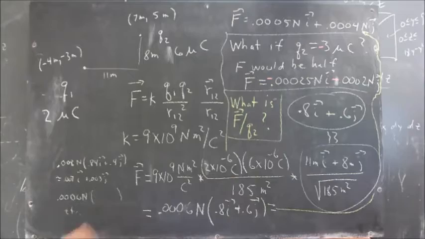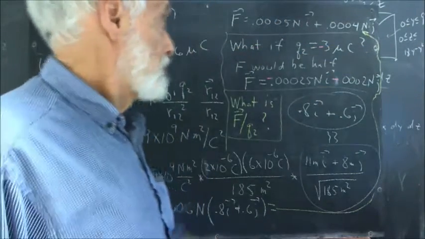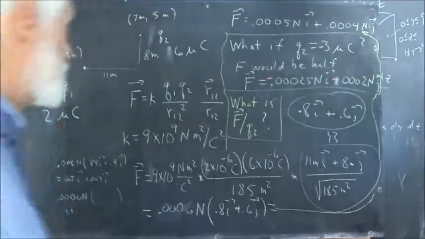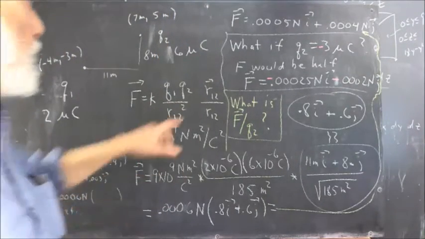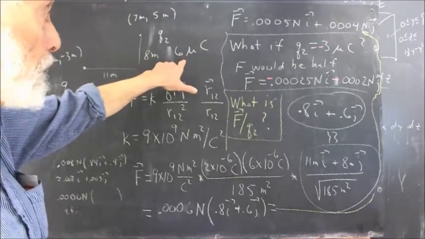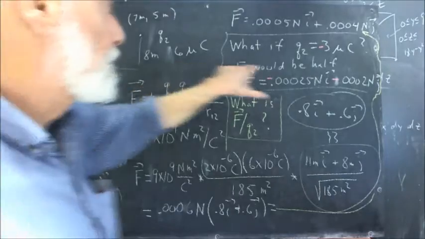Now, question. What if Q2 is 3 microcoulombs? Ignore the minus sign there for a minute. How would you calculate the force? Well, it's fairly obvious that the force is 6 microcoulombs here. So this is calculated based on 6 microcoulombs.